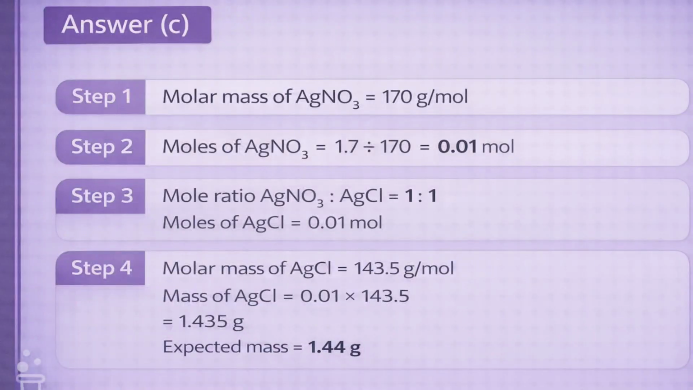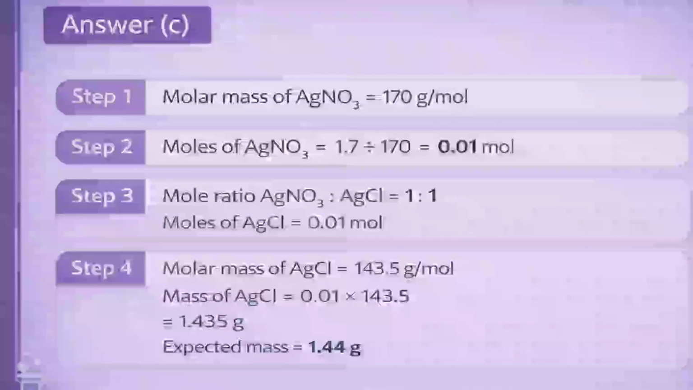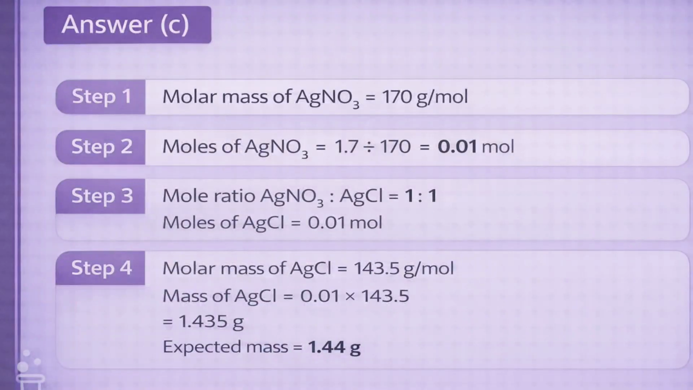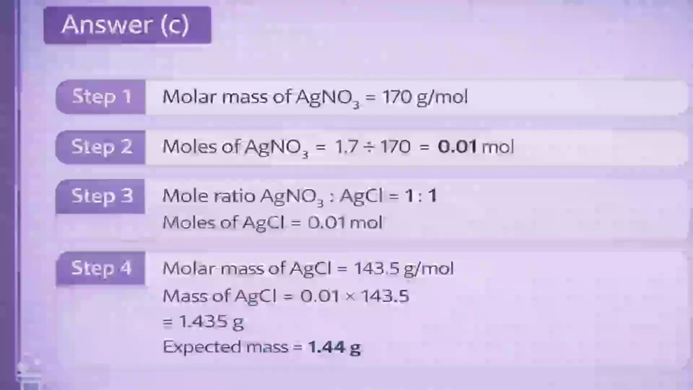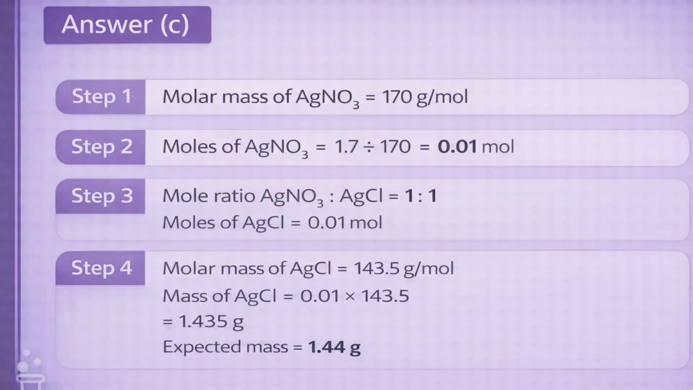Next, calculate the mass of silver chloride produced. The molar mass of silver chloride is 143.5 grams per mole. Mass equals moles multiplied by molar mass. 0.01 multiplied by 143.5 gives 1.44 grams. This is the theoretical yield.